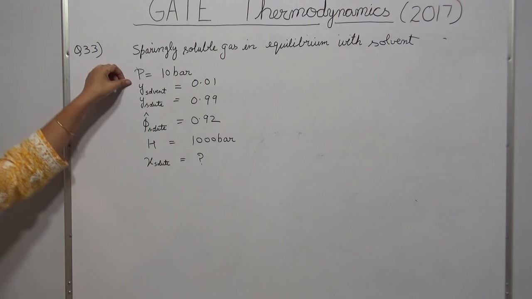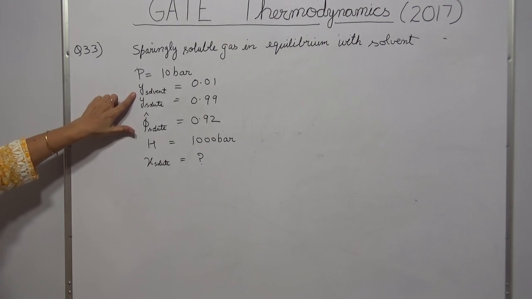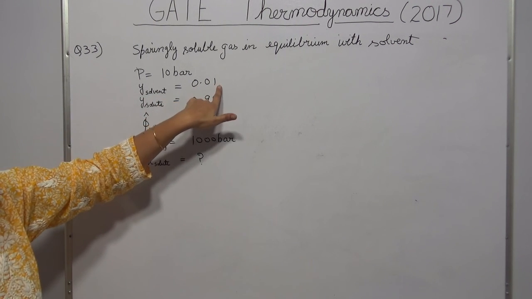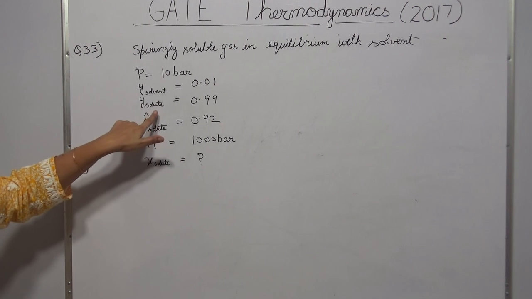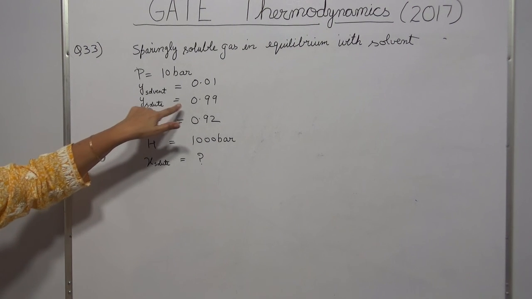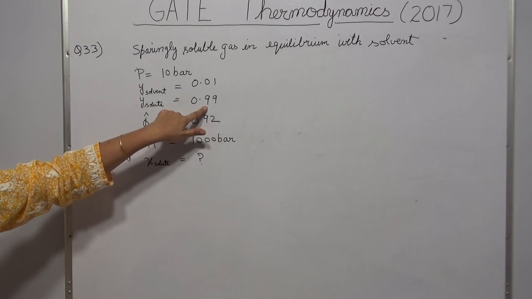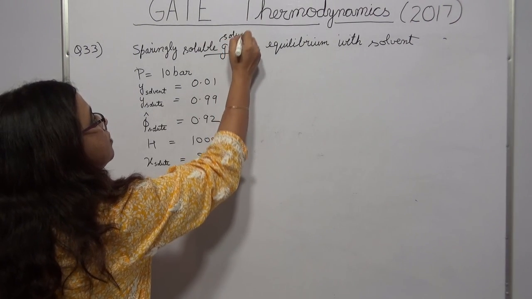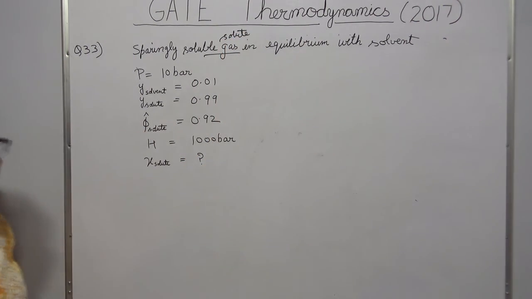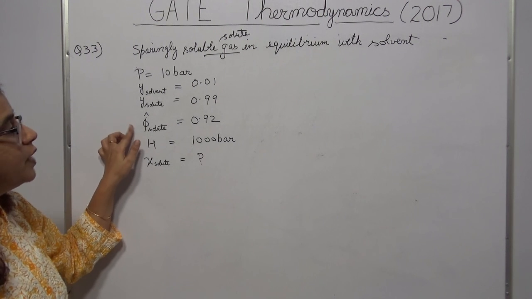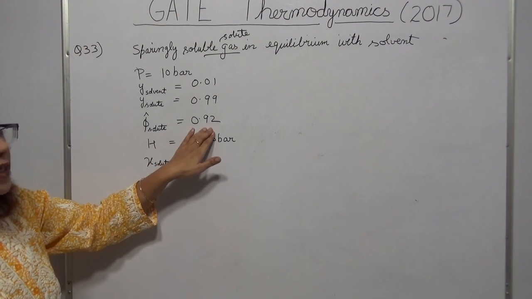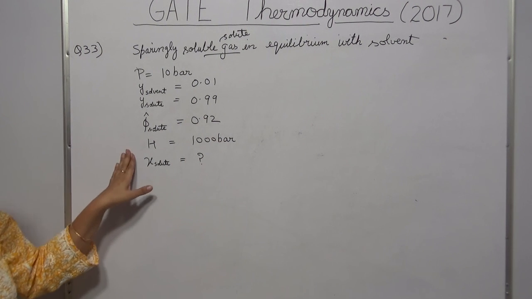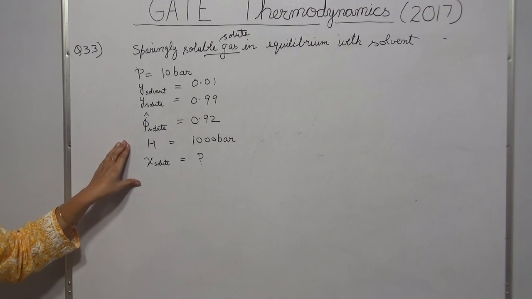Now the pressure is given as 10 bar. The mole fraction of solvent in the vapor phase is given as 0.01. From that we have calculated the mole fraction of the solute, that is of the gas, in your vapor phase. So basically your gas is now your solute, because it is dissolving in some solvent. Further they have given you that its fugacity coefficient in the vapor phase is 0.92, and Henry's constant is 1000 bar. They have asked you to calculate the mole fraction of the solute in the liquid phase.